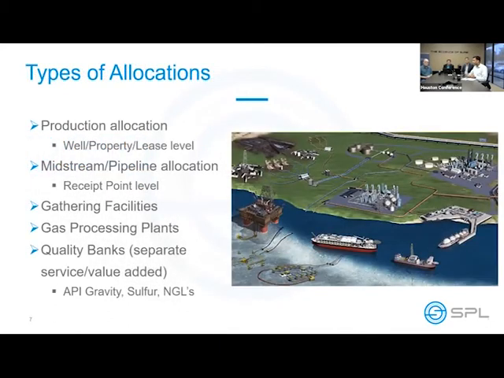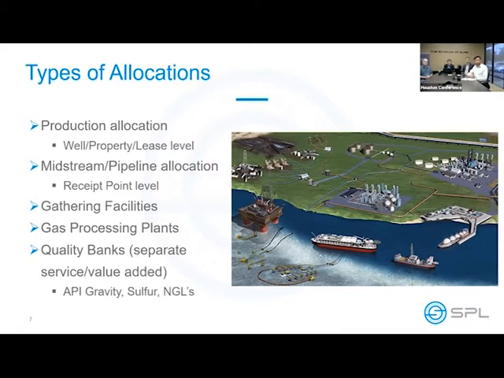Okay, so let's look at some types of allocations. Product comes from all over the place, and there's a bunch of different types of allocations that go into these varied systems that are out there. So you've got production allocation, and that can be well, property, lease level. It can be down to that single well. It can be for a certain piece of property or at a full lease. Midstream pipeline allocation, so that's where the producer's delivering into a gatherer. That gatherer is transporting that product to some sort of processing facility or gathering facility. That midstream is taking care of that allocation from receipt point to delivery point, right, Bill?